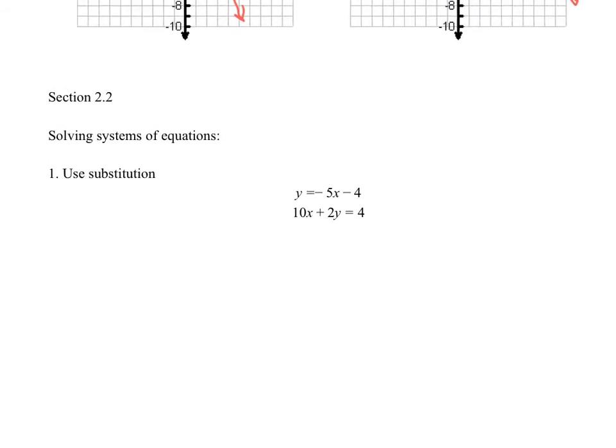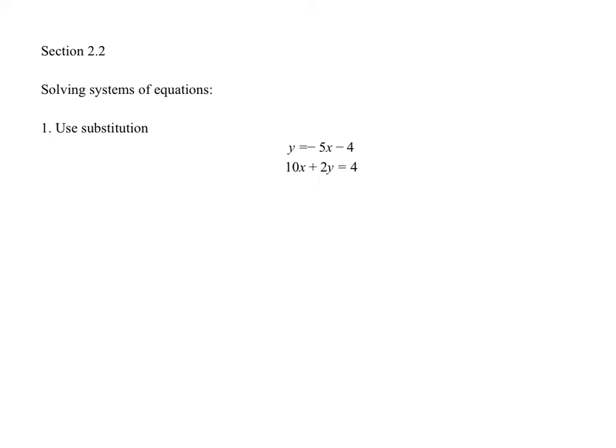So in section 2.2, we took a look at solving systems of equations using substitution and elimination. So I'm going to do an example of each, just so you have it. So remember, on the quiz, sometimes you're going to be able to choose which method you want to use, and sometimes you're going to be told which method to use. So it's a good idea to know how to do both, even if you prefer one over the other.